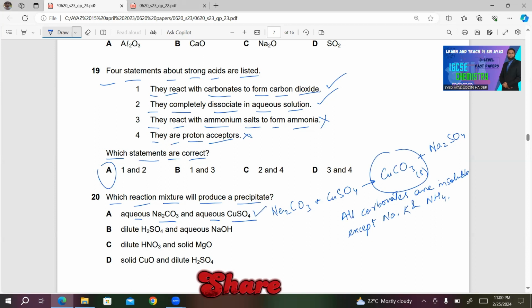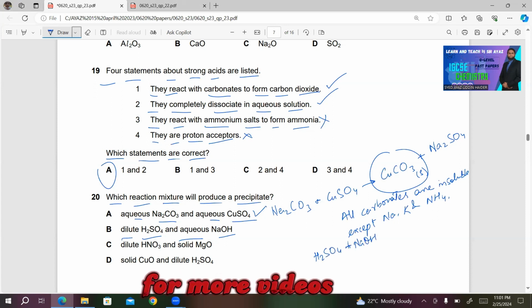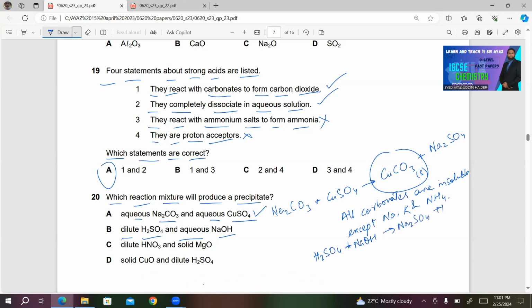What about B? Dilute H2SO4 and aqueous NaOH. If you react these two, we will get sodium sulfate and water. Sodium sulfate is soluble. This is the equation: H2SO4 plus NaOH gives Na2SO4 plus H2O. So this can't be the right answer because sodium sulfate produced in this equation is soluble.